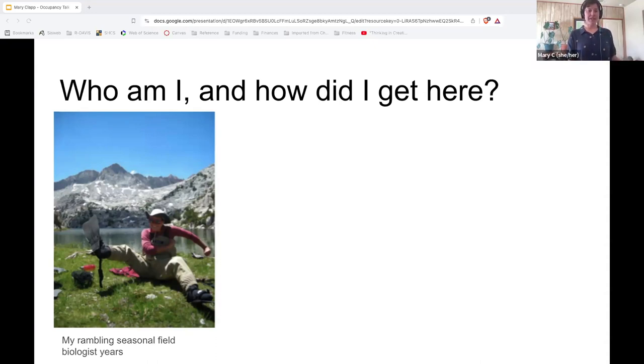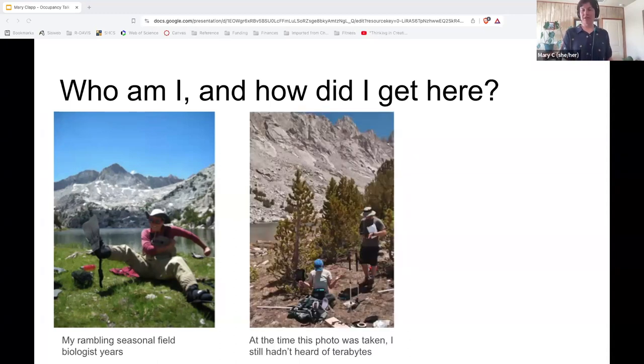I began my PhD at UC Davis in 2013 to study the impacts of invasive trout on High Sierra bird communities using acoustic recording units. So at this time, the state of the art was the first model of Song Meter from Wildlife Acoustics. We only had 10 units that I had on loan from the National Park Service Natural Sounds and Night Skies Division, really wonderful people who got me started.